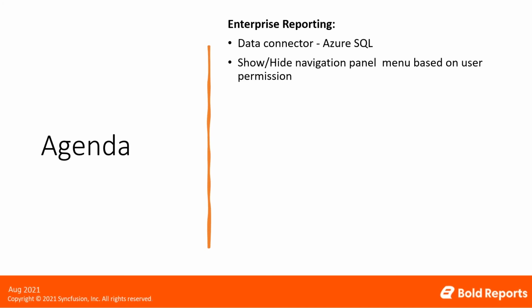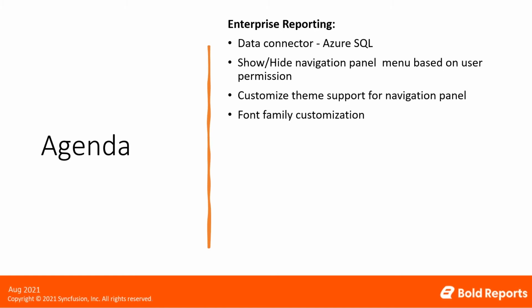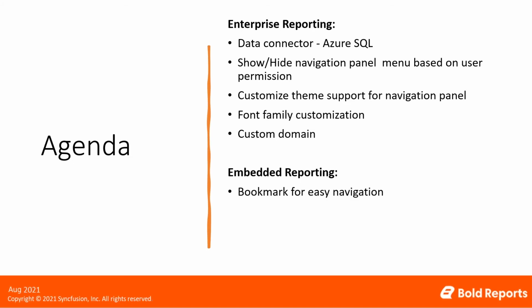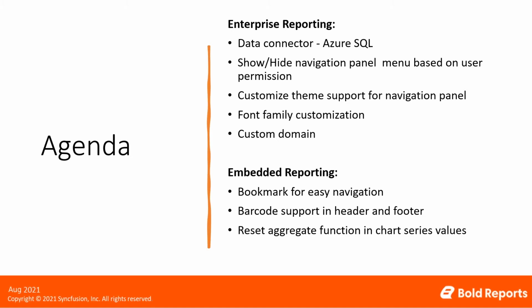Now, let's talk about the enterprise reporting features. In enterprise reporting, we have Azure SQL Data Connector, show or hide the navigation panel based on user permission, set custom theme for navigation panel, change the default font family, custom domain, followed by embedded reporting. We have bookmark support for easy navigation, barcode rendering in header and footer, reset aggregate function in chart series, a new sample browser for your platform. Now let's see one by one in detail.